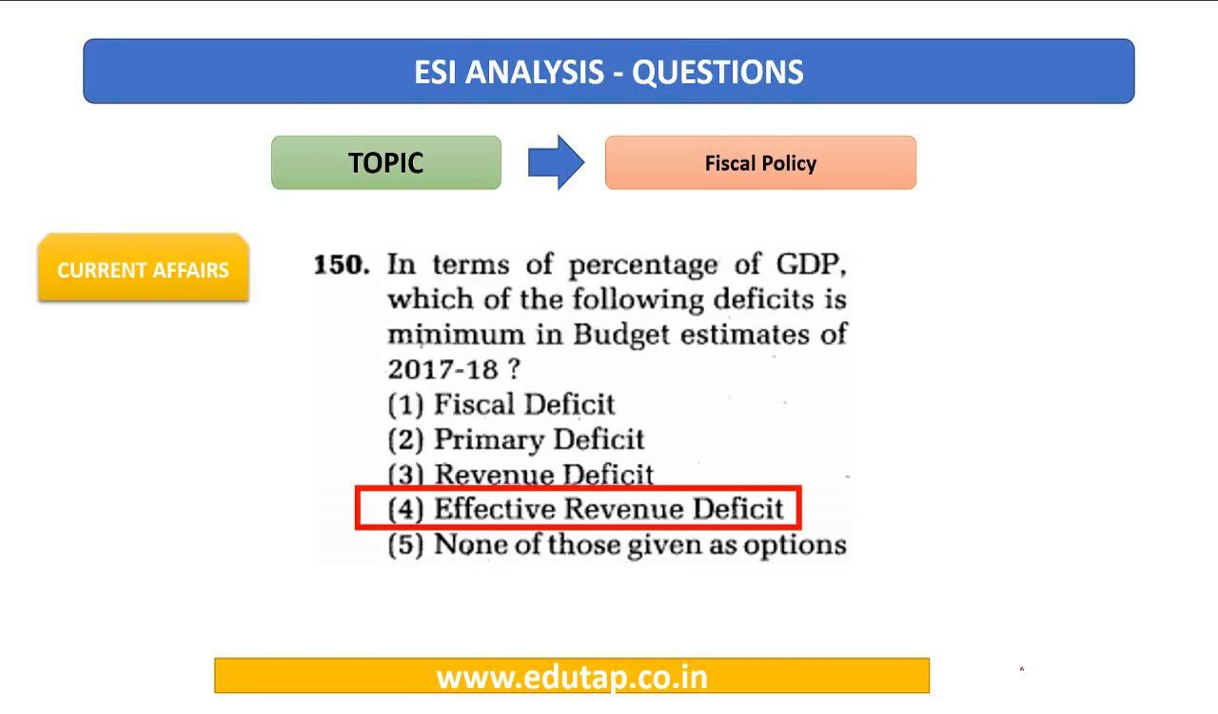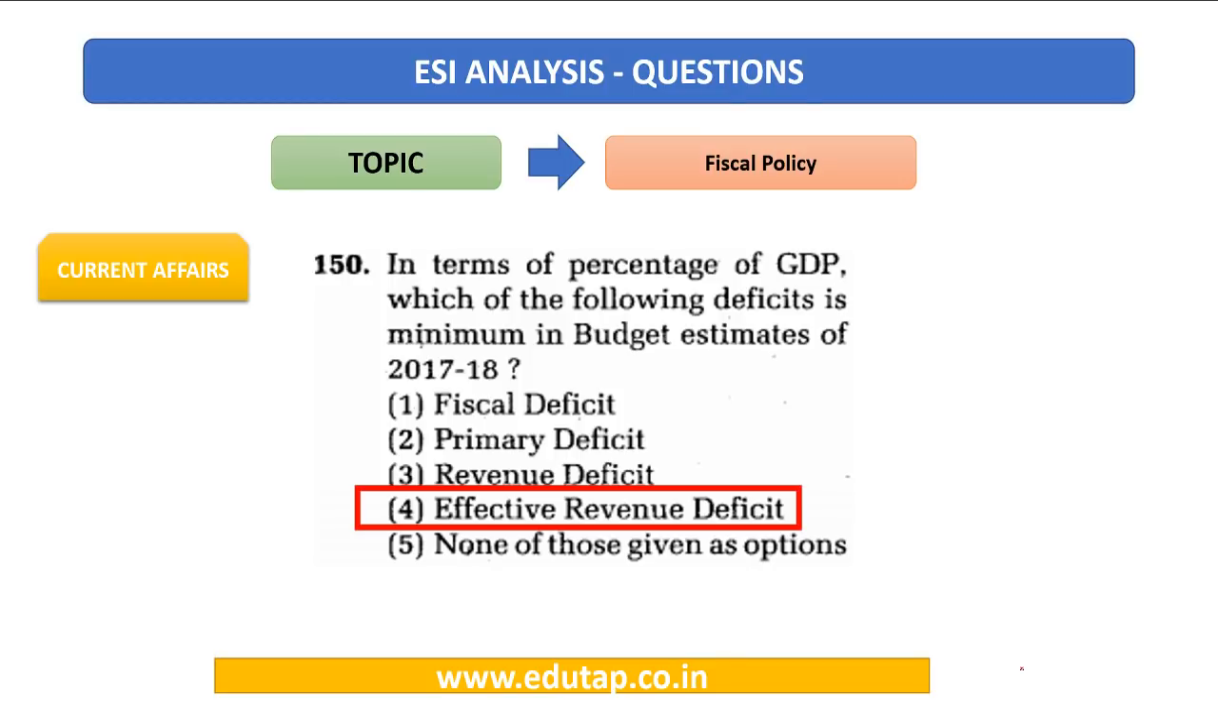Next comes, in terms of percentage of GDP, which of the following deficits is minimum in budget estimates of 2017-18? So this is a question. The answer was effective revenue deficit. Now this particular question can be linked to the fiscal policy topic of our ESI syllabus, and it comes under current affairs.